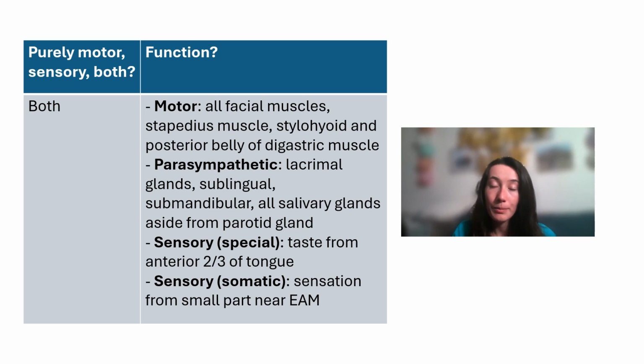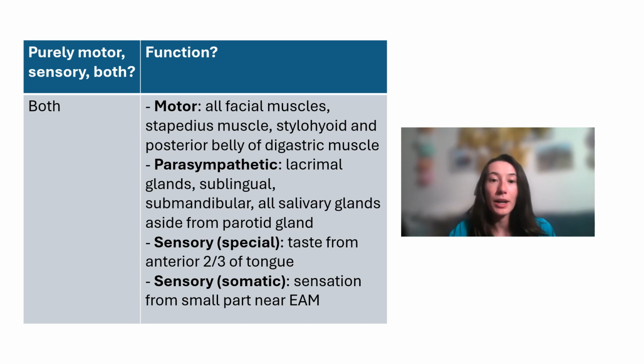Another muscle that is innervated by this nerve is the stylohyoid muscle. And another one is the posterior belly of the digastric muscle. This one has a role to assist us in swallowing and chewing. So again, the first things that we normally think about are innervation of the facial muscles. However, there are other muscles that this nerve innervates.